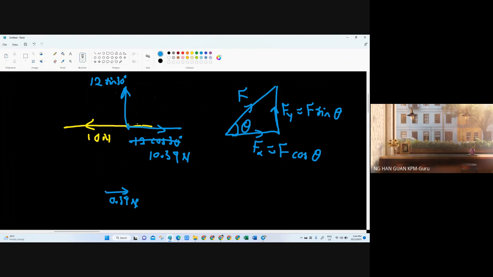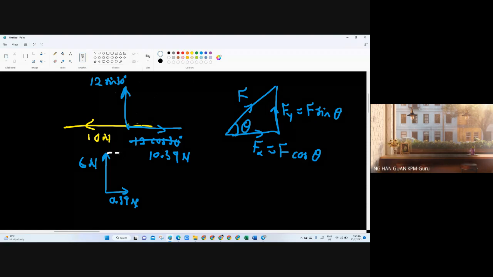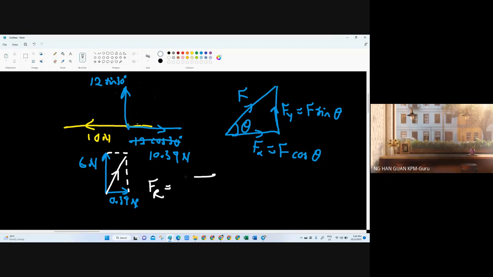And then vertical, the only remaining one is 12 sin 30. So 12 sin 30 will equal 6 Newton. Once we have these two, we can apply our right angle triangle or the simple parallelogram like this. So you have the resultant force in this way. The resultant force will equal the square root of 0.39 squared plus 6 squared. Then you square root it, we get the resultant force. All right, so there's the answer.